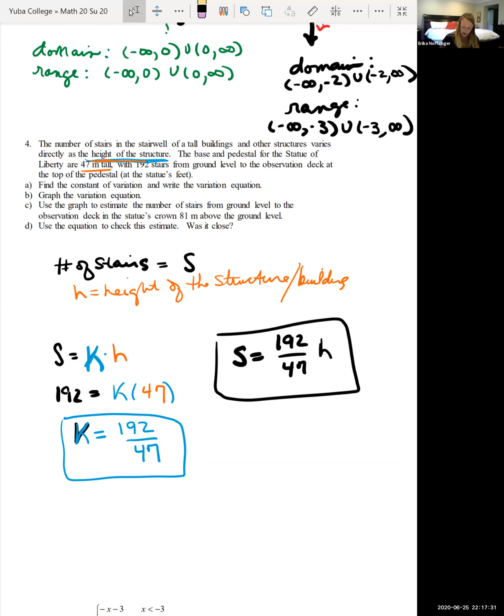Graph the variation equation. I'm not going to graph it, but basically this is a linear line. Use the graph to estimate the number of stairs. I'm not going to do that, but let's do this. Estimate the number of stairs from the ground level to the observation desk of the Statue of Liberty's crown. That's 81 meters above the ground level.